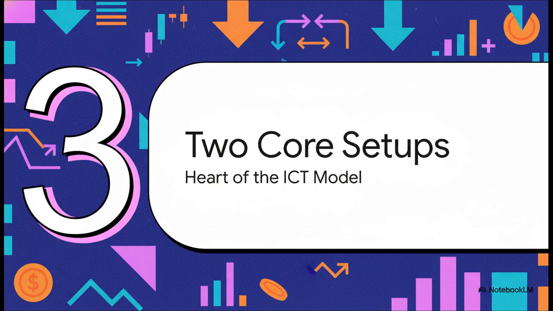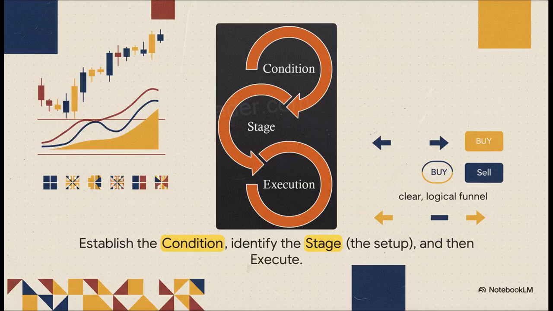Once you've done your high-level analysis and you have your tools ready, it all boils down to finding just 2, and only 2, core trade setups. This right here. This is the entire logic in one simple graphic. It's a 3-step funnel. First, you establish the condition. That's just your higher time frame bias. Is the market bullish or bearish?